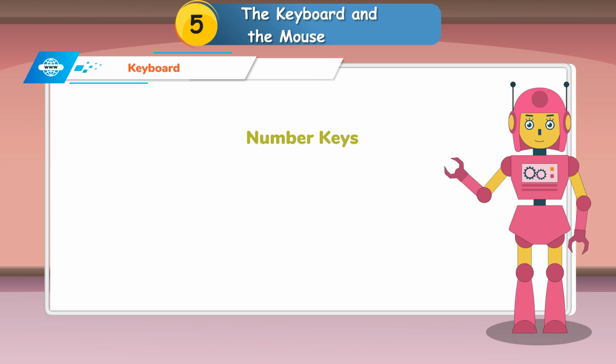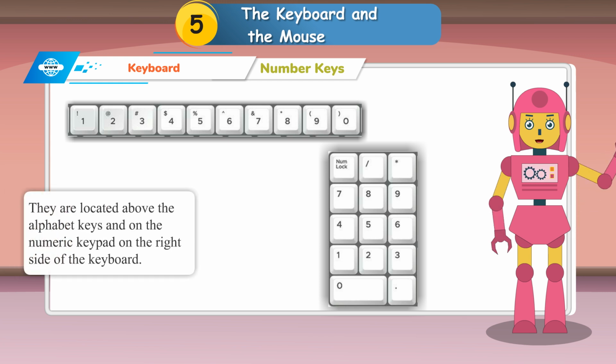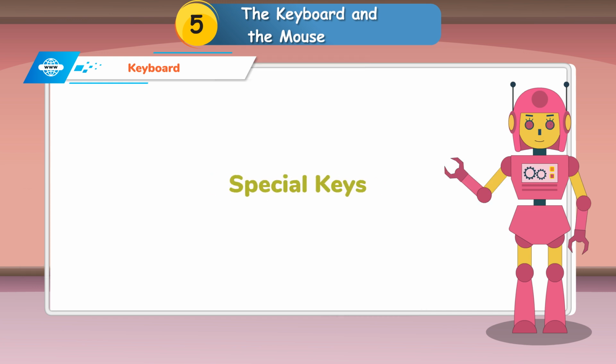Number keys. Number keys, also known as numeric keys, are used to type numbers. There are 10 number keys from 0 to 9. They are located above the alphabet keys and on the numeric keypad on the right side of the keyboard.